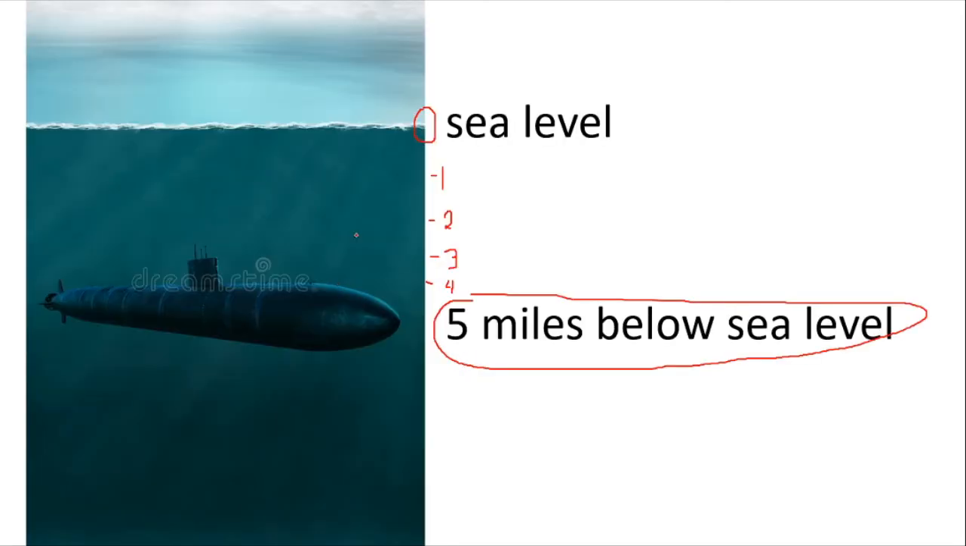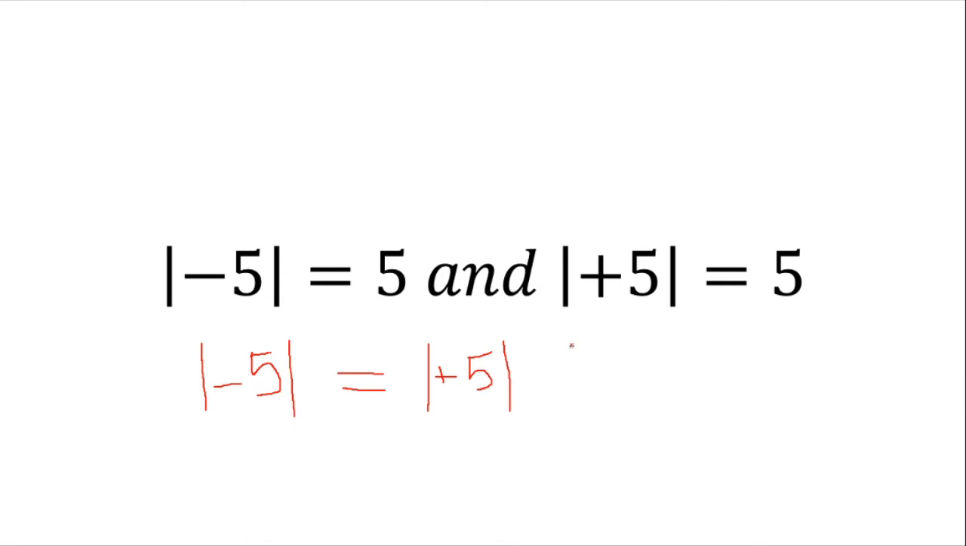Kagaya na sinabi ko, halimbawa, itong sea level na to, submarine. So, this one represents as negative 5. So, the absolute value of negative 5 is positive 5. 5 miles below sea level. Or negative 5 miles. So, hindi siya accurate, di ba, kung sasabihin natin negative 5 meter, negative 5 inches. So, palaging ginagamit din ang positive. Positive 5 miles below sea level. Or, for example, negative 2 degrees or 2 degrees below freezing point. Sa temperature.